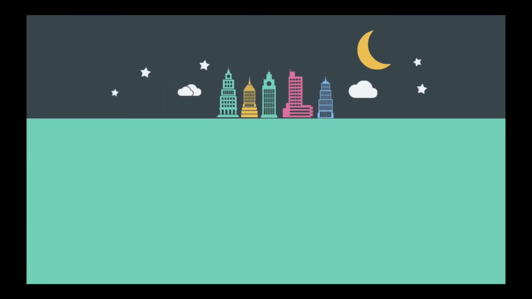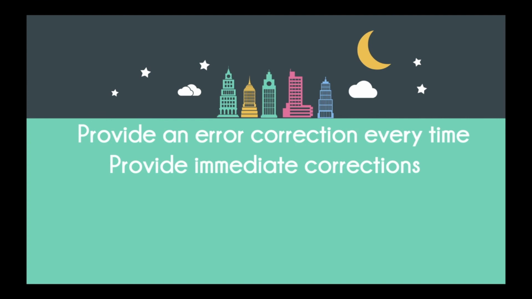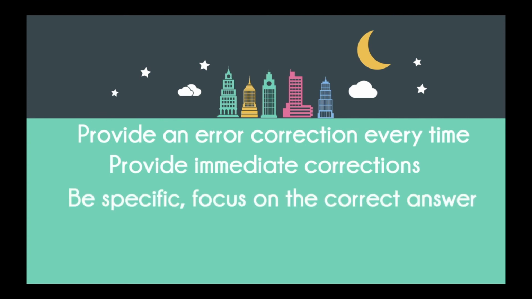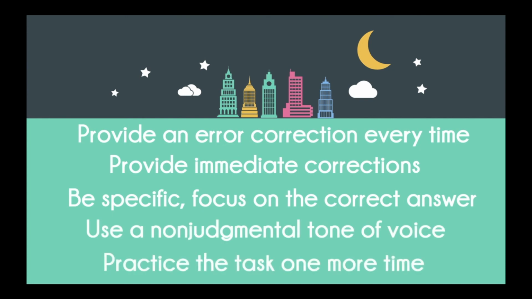Strong corrective feedback means to provide an error correction every time. Provide immediate corrections. Be specific. Focus on the correct answer. Use a non-judgmental tone of voice. And practice the task one more time. By following these tips, we are supporting our students' learning and growth.